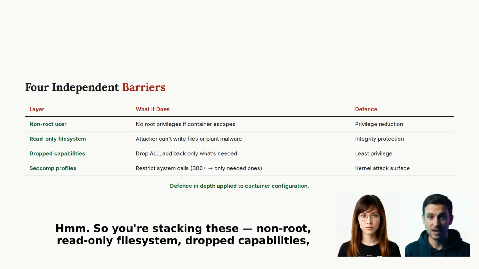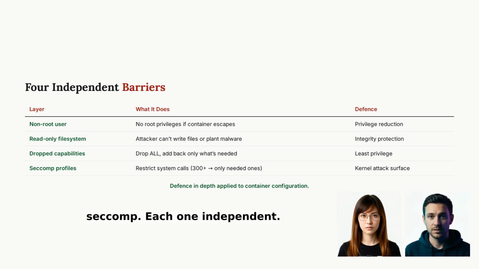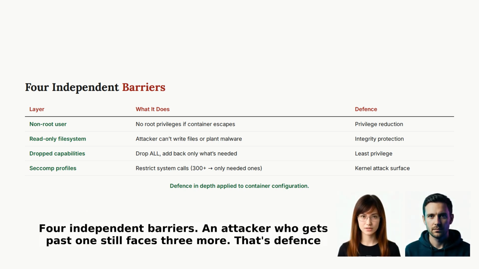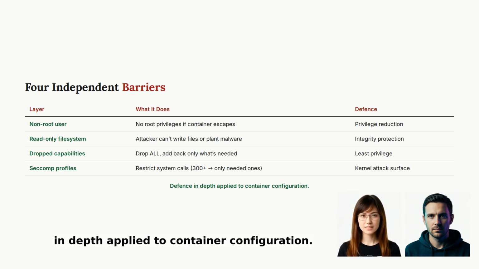So you're stacking these: non-root, read-only file system, dropped capabilities, seccomp, each one independent. 4 independent barriers. An attacker who gets past one still faces 3 more. That's defense in depth applied to container configuration.